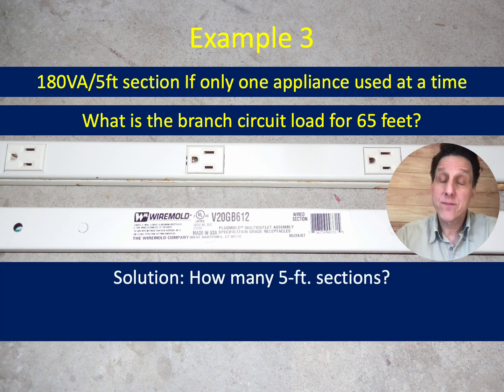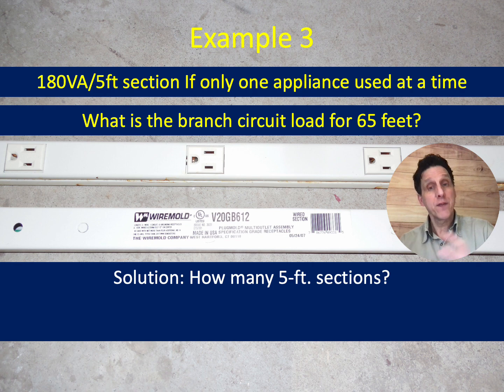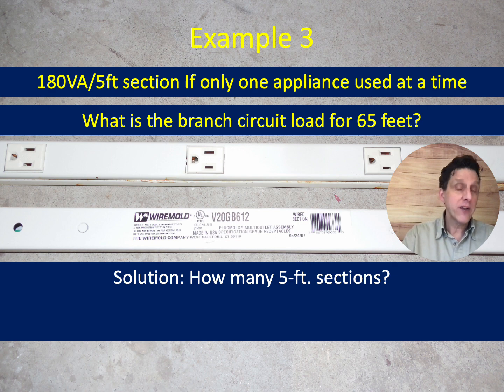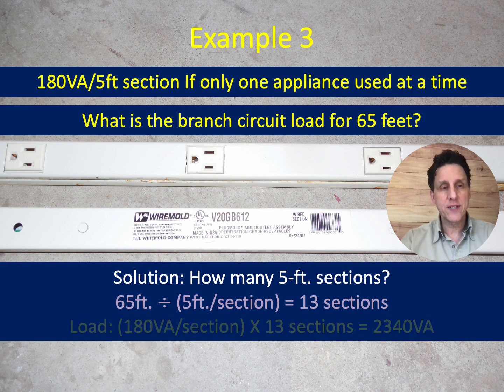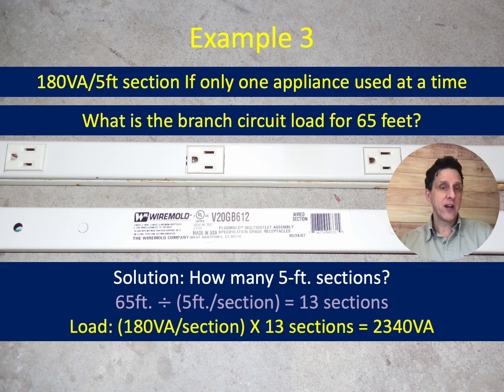All right, we have to figure out how many sections we have. Here's the solution. How many 5 foot sections do we have, right? Because every 5 foot section or fraction thereof is calculated at 180 volt amps. There are 13, right? 65 feet divided by 5 feet per section, that's 13 sections. Every 5 foot section or fraction thereof is 180 volt amps. So the load gets calculated at 180 volt amps per section times 13 sections. That's 2,340 volt amps. Pretty straightforward. Let's do another one.